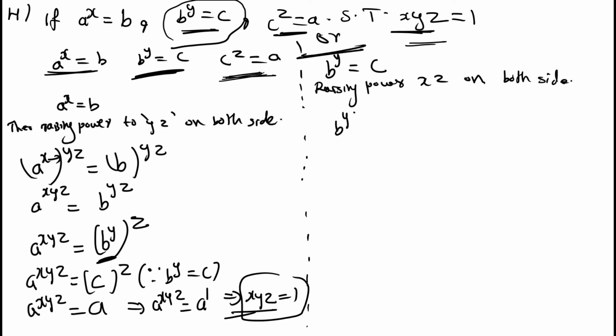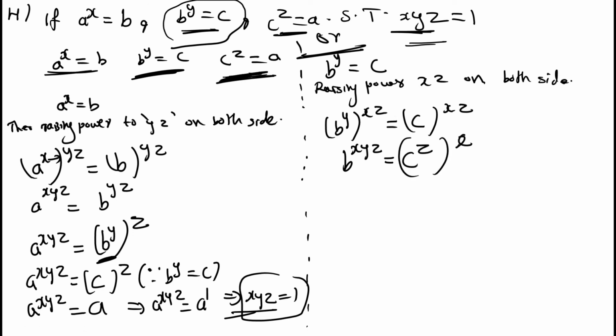So what will you get? b to the power y, to the power xz, equal to what will you get? c to the power xz. Okay. In the next step, what will you get? b to the power yxz is there. You can write it as xyz, equal to c to the power xz is there. Do we have any value? Yes, we have the value of c to the power z. So I will write it as c to the power z, to the power x. Multiply, what will you get? c to the power zx. c to the power zx is nothing but xz, right? So why am I writing c to the power z? Because we have the value of c to the power z.